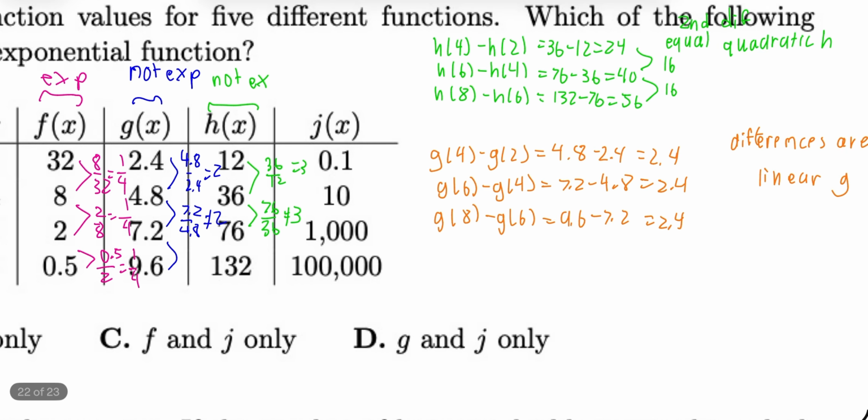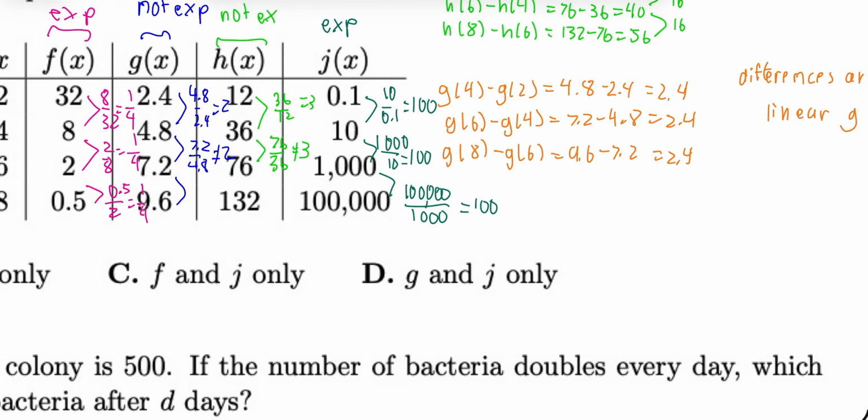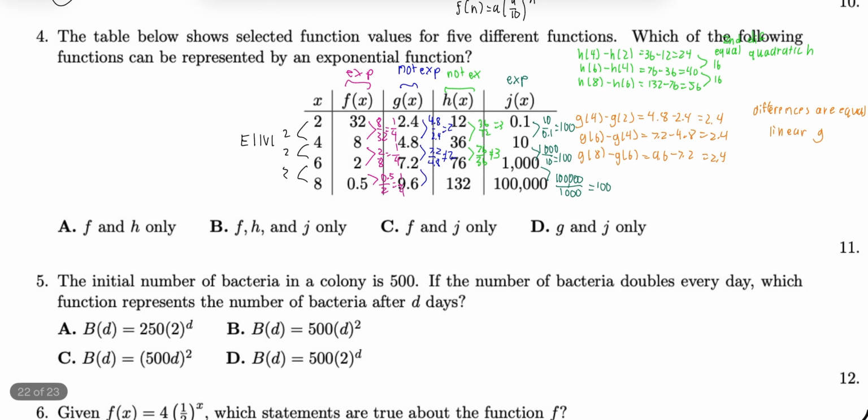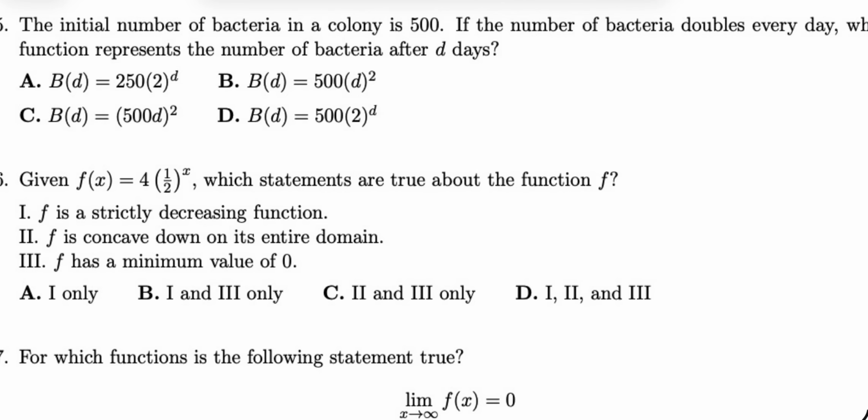Now, what about function j? So for function j, we can check the ratios. And conveniently for us, 10 over 0.1 is equal to 100. And 1,000 over 10 is equal to 100. And 100,000 over 1,000 is equal to 100. So this can be represented as an exponential function. So our correct answer for which of the following can be an exponential function is going to be option C, just f and j.